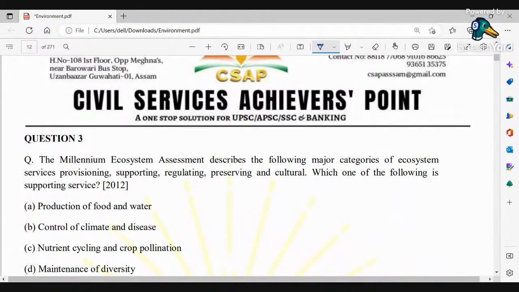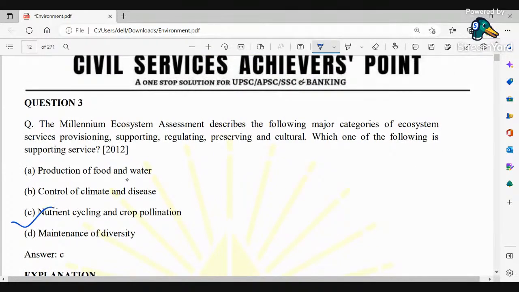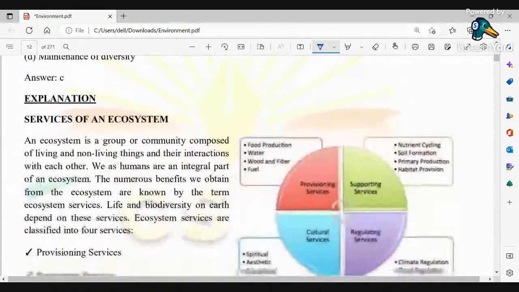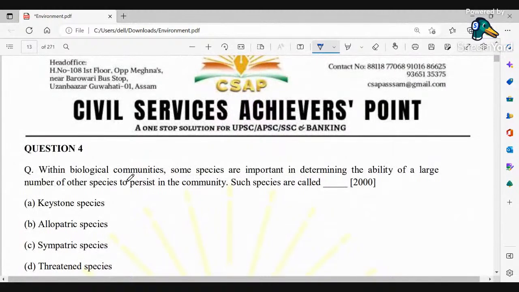The Millennium Ecosystem Assessment describes the following major categories of ecosystem services: provisioning, supporting, regulating, preserving, and cultural. Which one of the following is a supporting service? Production of food and water, control of climate and disease, nutrient cycling and crop pollination, maintenance of diversity. So here the correct option is C, that is nutrient cycling and crop pollination. Okay, next.